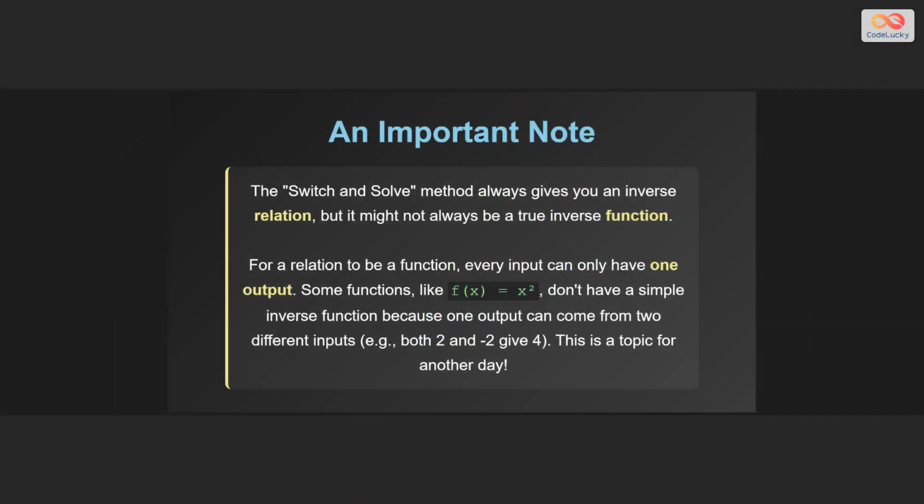It's important to know that while you can always perform the switch and solve steps, the result isn't always a true function. For a relation to be a function, each input can only have one unique output. Some functions don't follow this rule when inverted, but that's a more advanced topic. For the functions in this video, the method works perfectly.